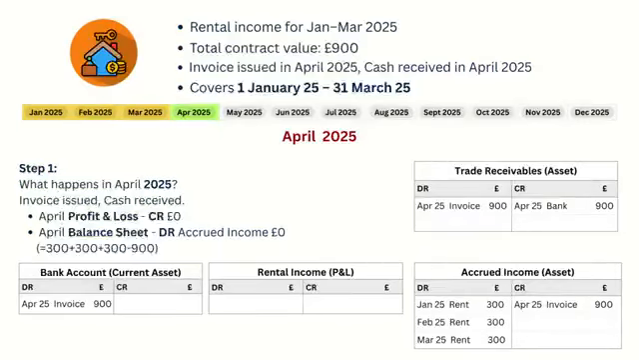Now we move into April, and this is where everything is settled. In April, 2 things happen. The invoice is raised and the cash is received. All of the income was already recognised earlier when it was earned in January, February and March. So instead of affecting profit, April only affects the balance sheet. When the invoice is raised, the accrued income is no longer needed because the income has now been formally billed. So accrued income is cleared down to zero. When the cash is received, the customer pays what they owe. That means bank increases by £900 and trade receivable is cleared.